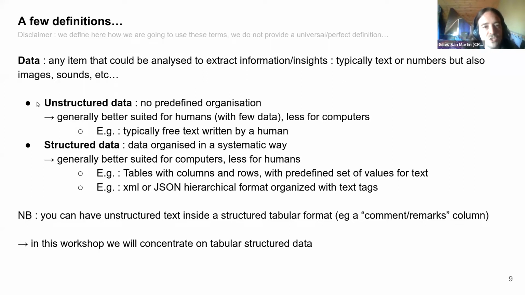We can also make a distinction between unstructured data and structured data. Unstructured data is any data without predefined organization. Generally, this is better suited for humans as long as you don't have too much data, and less well suited for computers. A typical example is free text written by a human. It will be complicated to analyze that with a computer. Structured data, on the other side, is data organized in a systematic way, and generally computers prefer this kind of data, but it's less user-friendly for humans.